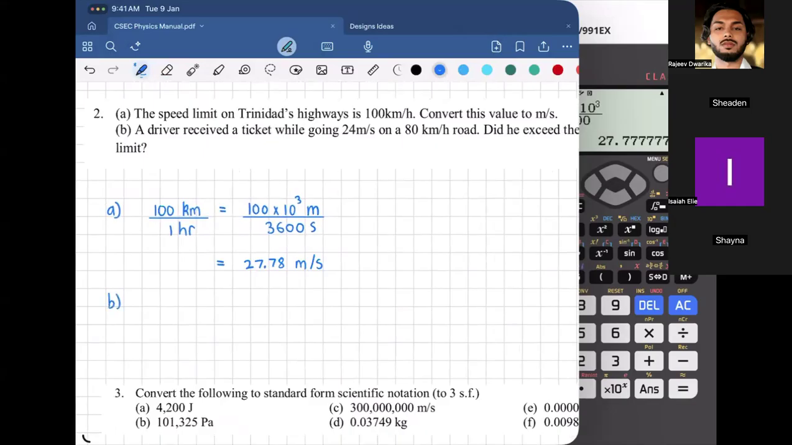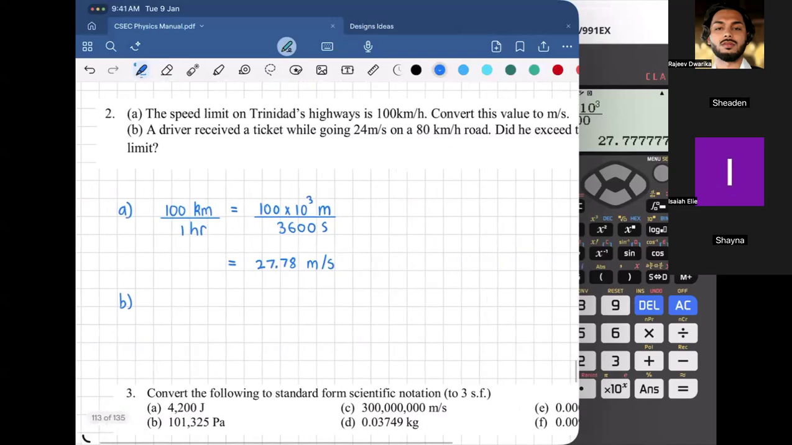All right, so was this driver going past the speed limit? A driver received a ticket while going 24 meters per second. On an 80 kilometers per hour road, did he exceed the speed limit? So Shay, how would we do part B? Isn't there like two ways you could find out? The 24 into kilometers per hour, but I did it the other way around, changing the 80 kilometers per hour to meters per second. Yeah, you could do it in two ways. You could convert both of them to kilometers per hour. That's correct, and what you're saying is also correct.